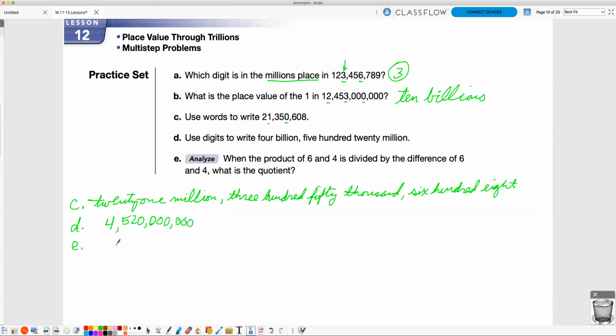And letter E. When the product of 6 and 4 is divided by the difference of 6 and 4, what is the quotient? So the product of 6 and 4 is 24. The difference of 6 and 4 means subtraction. That equals 2. And what is the quotient? So the product of 6 and 4, which is 24, is divided by the difference of 6 and 4, which was 2. The quotient should be 12.